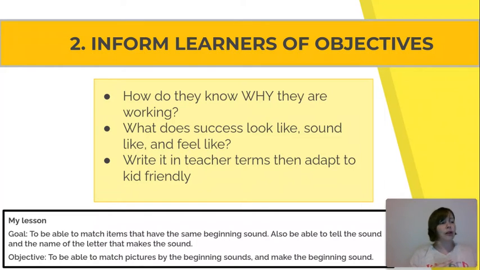It needs to be kid friendly. When you look at my actual lesson plan, you will see those are not kid friendly terms because it is for my administrator and myself. When I would talk to them, I would definitely change it up and use something more like what you see on the screen.